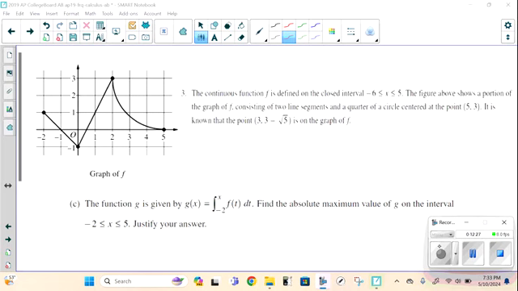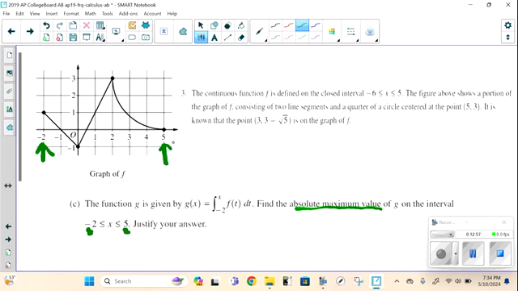I see something that is probably going to be very common on an AP exam. Part C reads: the function g is given by g of x, which is the integral from negative 2 to x of f of t dt. Find the absolute maximum value of g on the interval from negative 2 to 5. This is good because we have negative 2 to 5 right here.